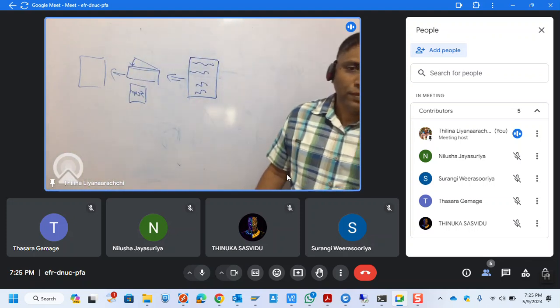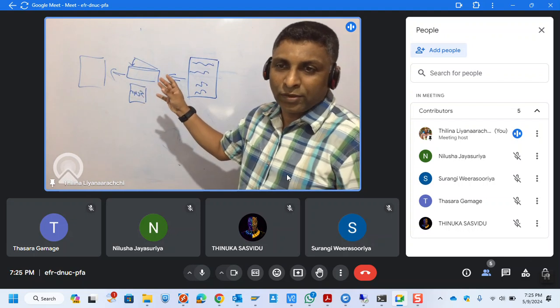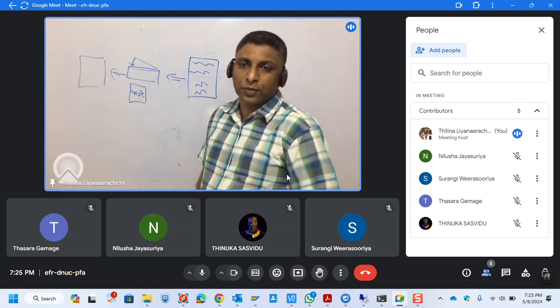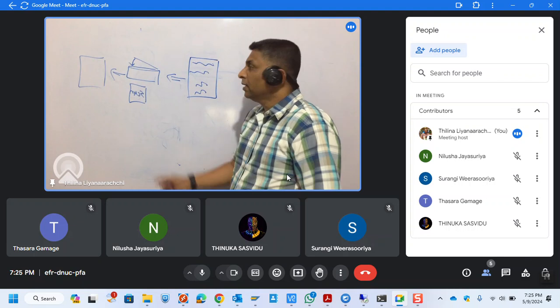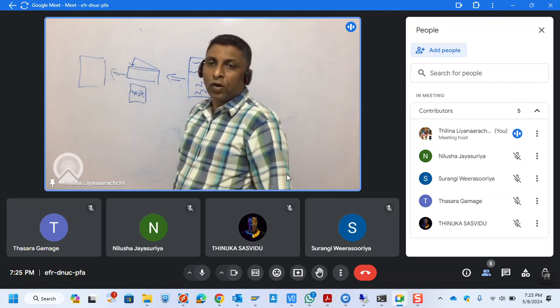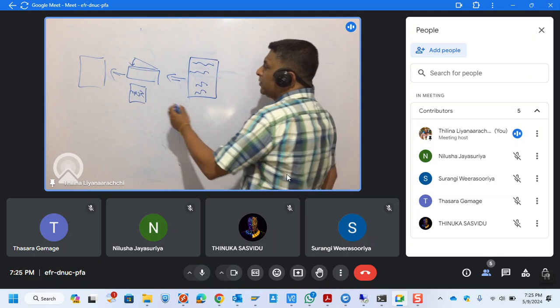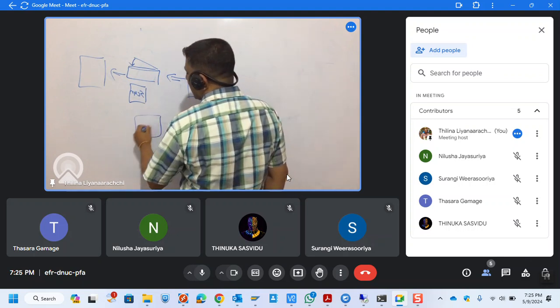Today I'm going to tell you, there are two types of outputs, basically three types. So anyway, we can get one output. So what's the difference between this scan and the OCR scan?